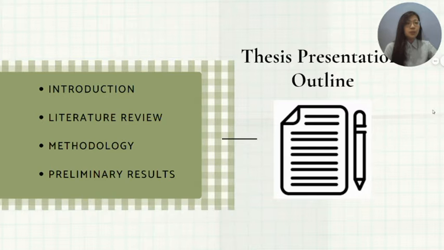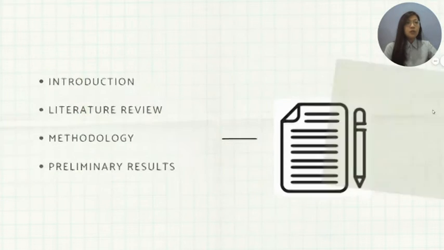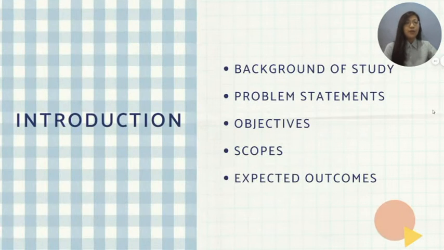So this is the thesis presentation outline that I'm going to present today, which consists of introduction, literature review, methodology, and preliminary results. So first, let's begin with introduction, which consists of background of study, problem statement, objective, scope, and expected outcome.